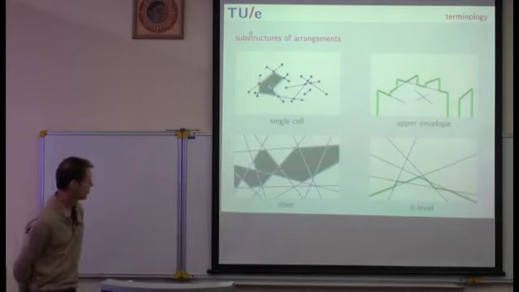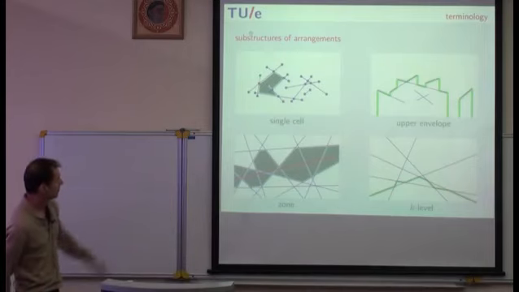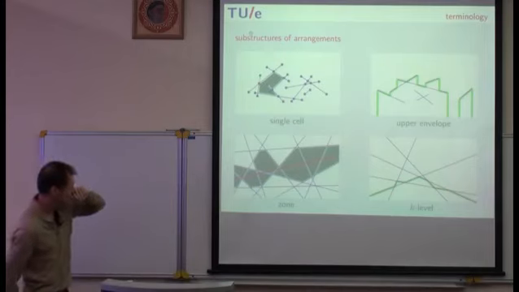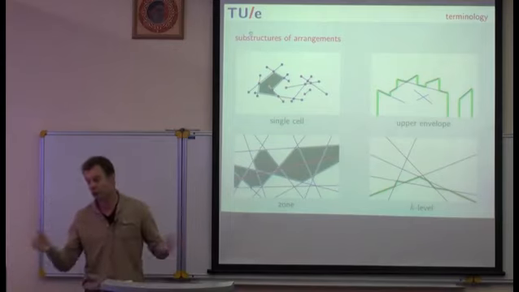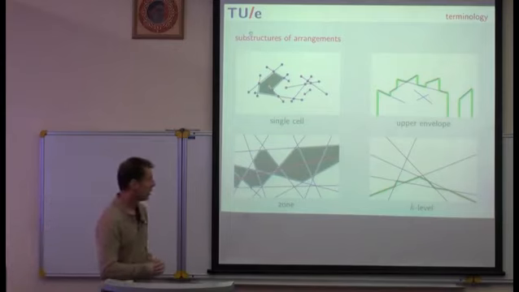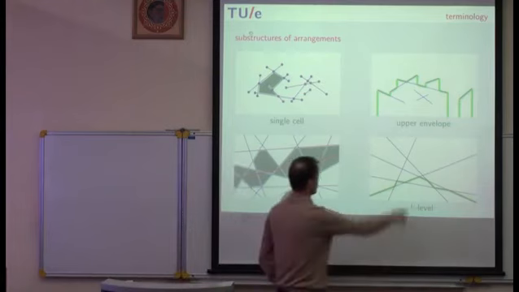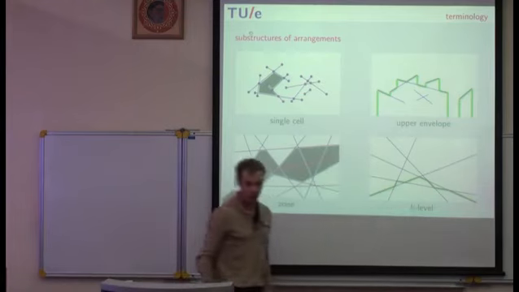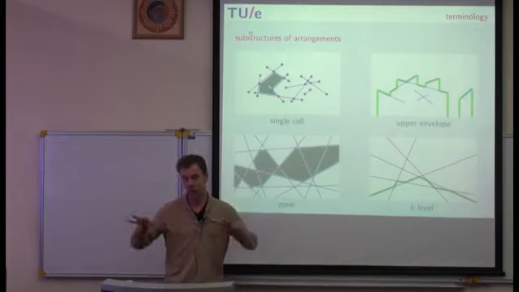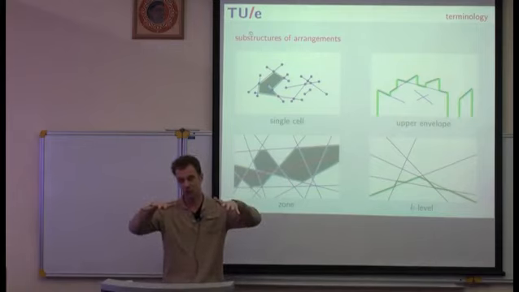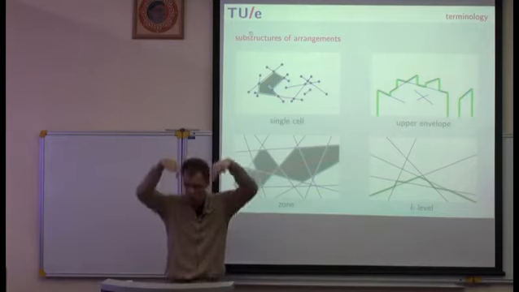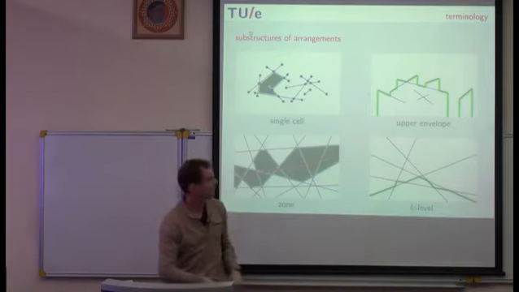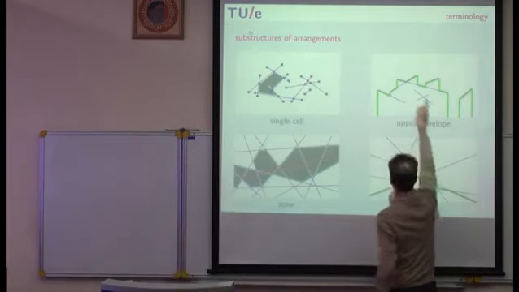Okay, so in particular, we're going to look at, first of all, the whole arrangement, but that's actually pretty easy. Then I'm first going to talk about what is called the upper envelope. So if you have, let's say, segments, and you look at the segments from above, then the upper envelope will be what you see.